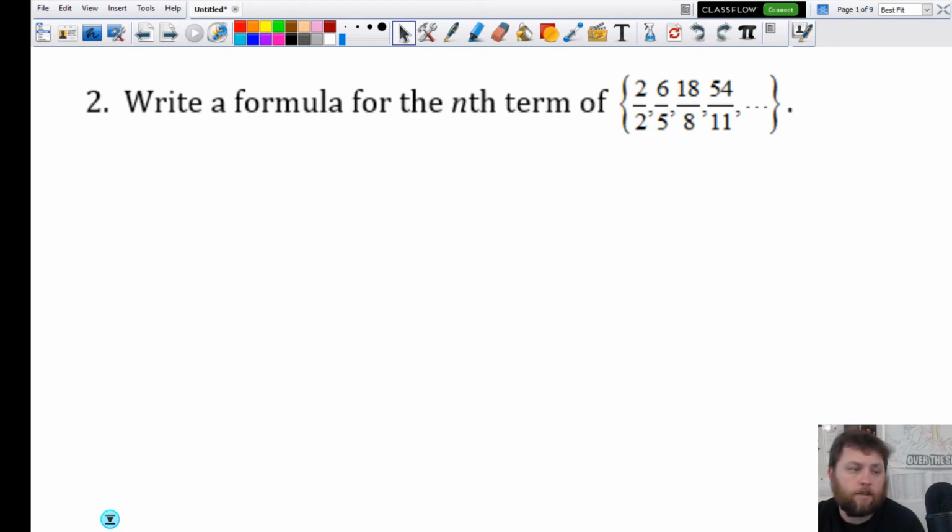Good morning. This is the practice for the calculus chapter 7 test. We're just going to start. First problem, formula for the nth term. So you're looking at the top and bottom.